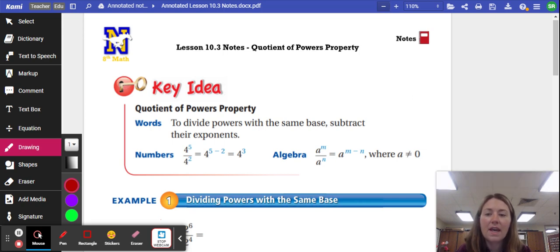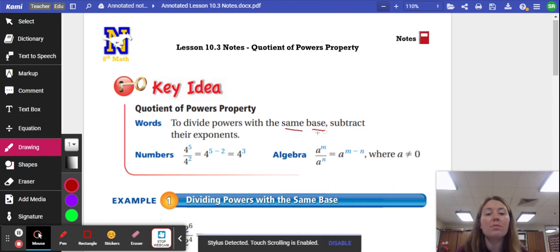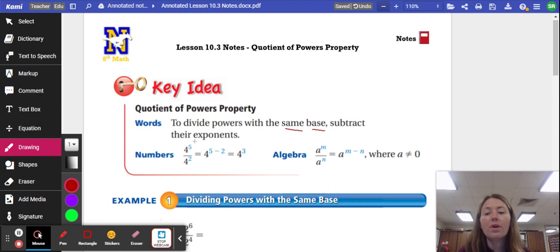So yesterday we began talking about the quotient of powers property. We did an activity together that helped us discover that when we are dividing powers that have the same base, we can subtract their exponents. An example of that is written here. 4 to the 5th power divided by 4 squared equals 4 to the 5 minus 2 power equals 4 to the 3rd power. Okay, so all we're doing here is subtracting those exponents.